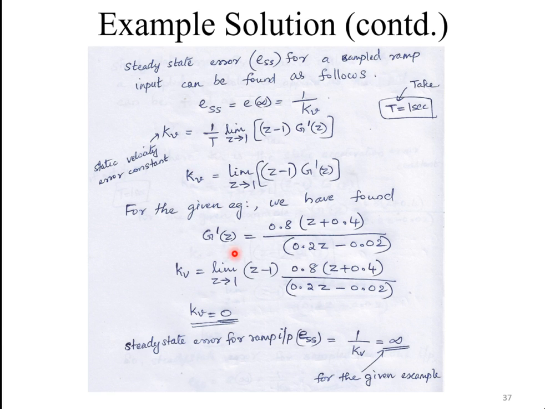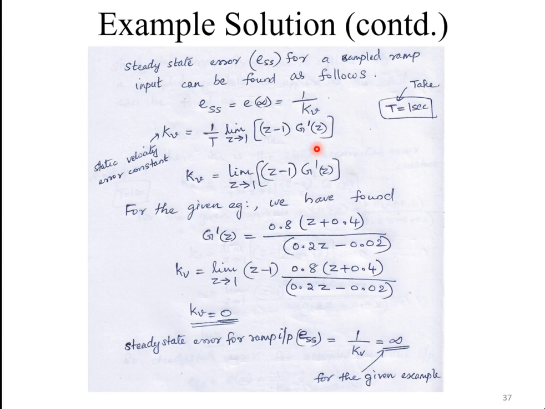So that is Kv is equal to limit Z tends to 1, Z minus 1 into G dash Z, replaced with this one. But here you can see that G dash Z is not a function of this. In the denominator you don't have Z minus 1, so it will not get cancelled. It is a type 0 system.